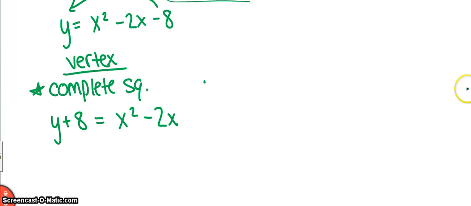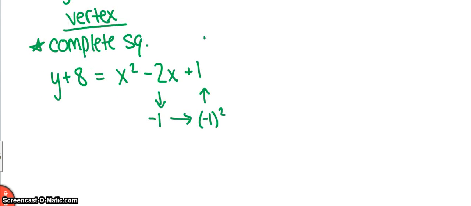Okay, now to complete the square, you can take half of b and square it. So half of b becomes negative 1. Now you're going to square that negative 1. I'm going through this quickly because we've done this a lot. And you'll have a plus 1 to fill in your blank. So now the goal of completing the square was to rewrite this particular polynomial as a perfect square trinomial. So our y plus 8 now, we can factor to be x minus 1 quantity squared.